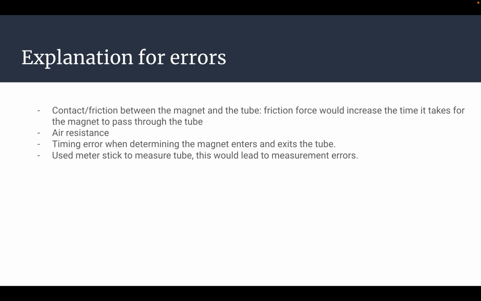Contact or friction between the magnet and the tube: friction force would increase the time it takes for the magnet to pass through the tube. Air resistance, along with timing error when determining when the magnet enters and exits the tube, would also matter. And using a meter stick to measure the tube would also lead to measurement errors.